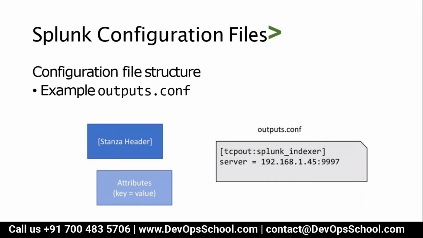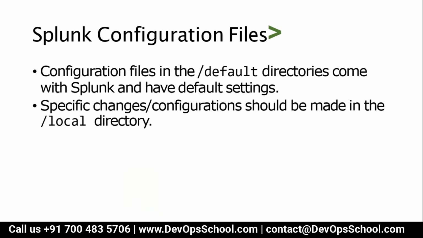Now look at this here, one example of it. One example is outputs.conf, which is one of the configuration files which can be under the default or local of that user, system or app. Here tcpout:splunk_indexer is the header of a stanza. We can call it a section also if you want. And then the key is equal to value, server is equal to the values which have been given. So like that you can declare the outputs.conf.